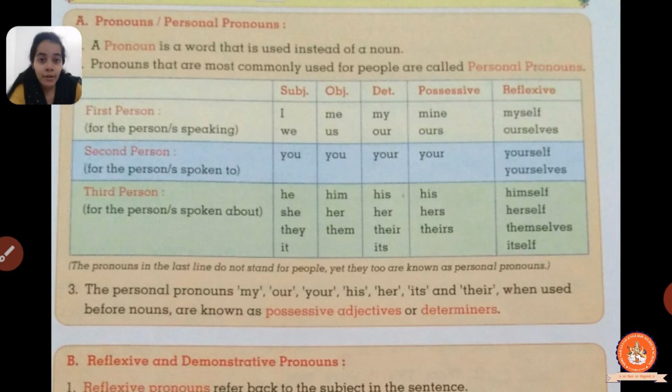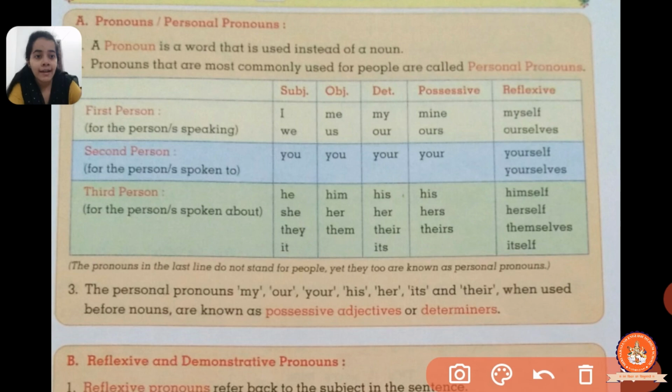Suppose it's a thing or a place, then we will use it for subject, its for determiner, and itself for reflexive. One note is given here: the pronouns in the last line do not stand for people, yet they too are known as personal pronouns. They are telling about it, its and itself. They do not stand for any person, but we still consider these pronouns as personal pronouns, because we sometimes use them for things or animals. So you have to remember this.